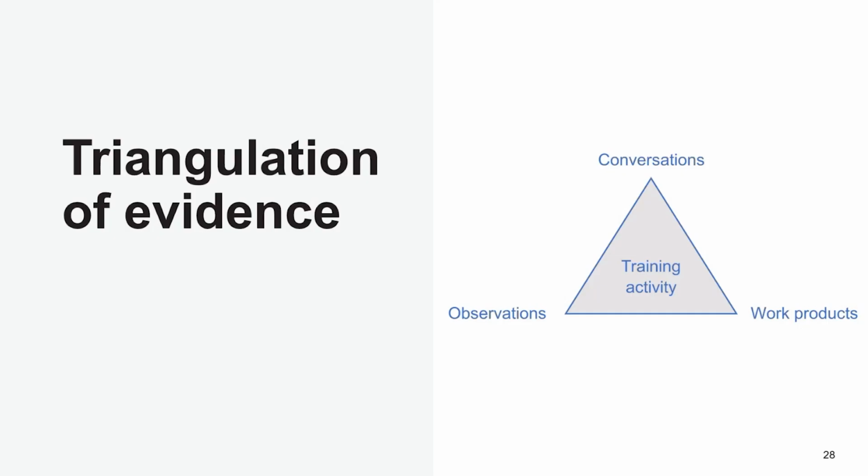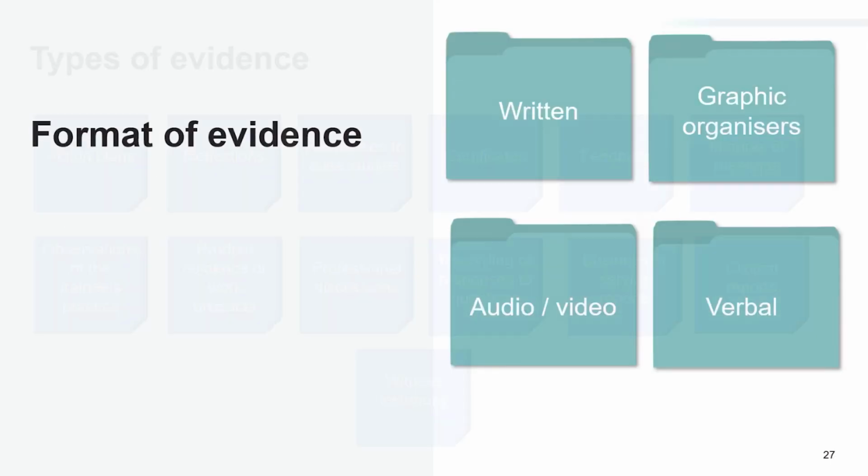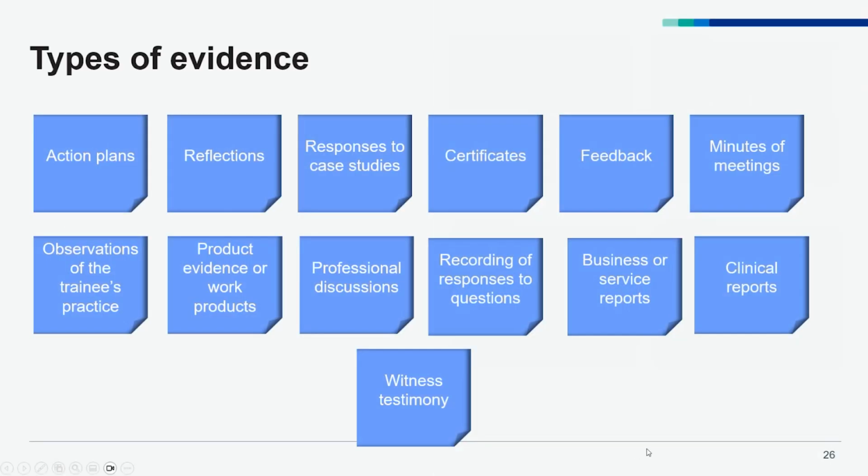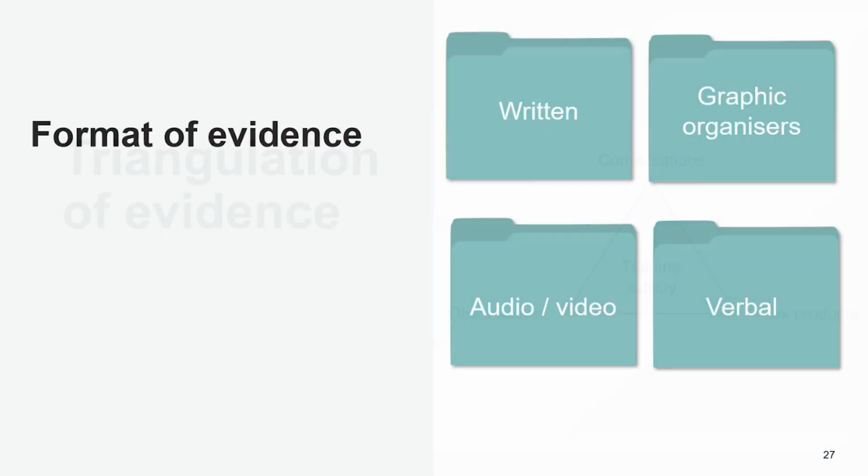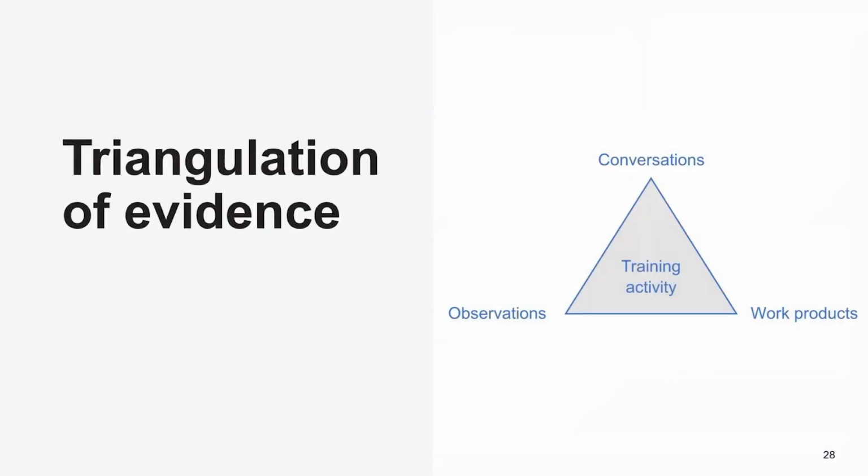And then finally, work products. That could be anything from what we were talking about before. If I go back, work products could be things like clinical reports, business or service reports. It could be if they've had to write or review a SOP, or if they've contributed to that. It could be slides from a presentation they've delivered, anything at all that's related to that activity, basically. Action plans, it could even be certificates the trainee has achieved.